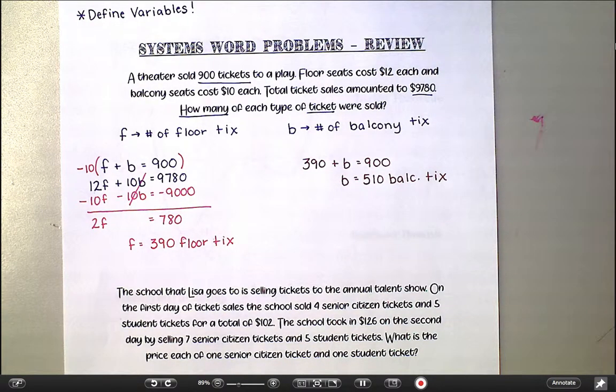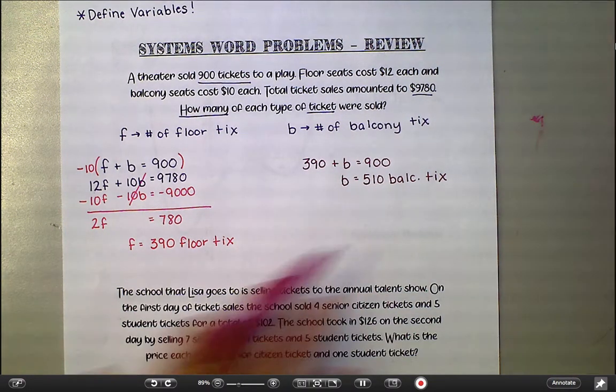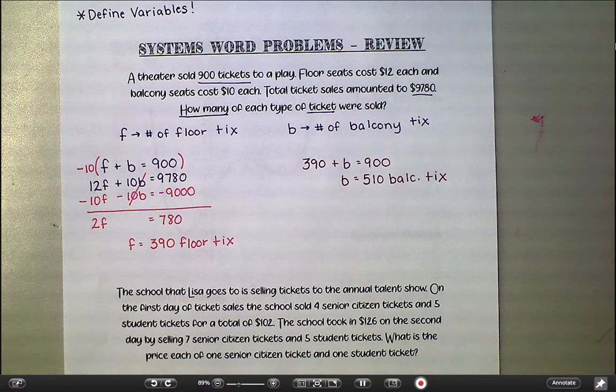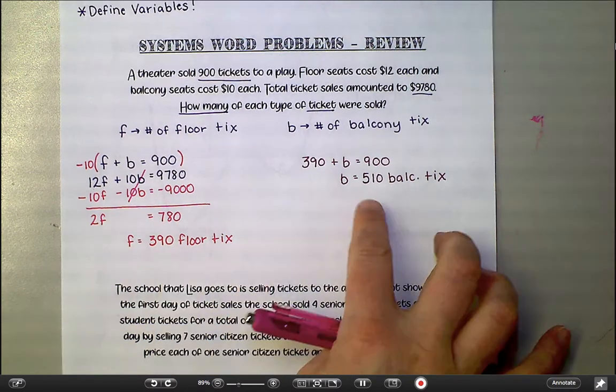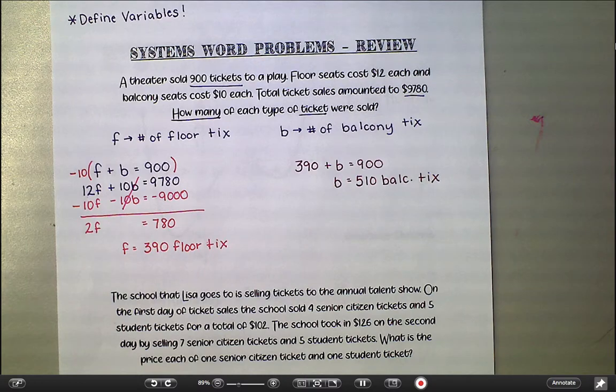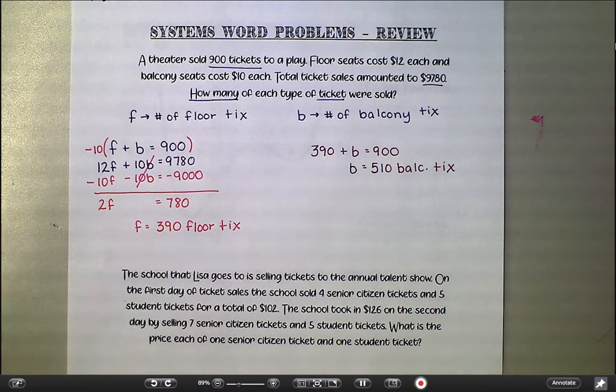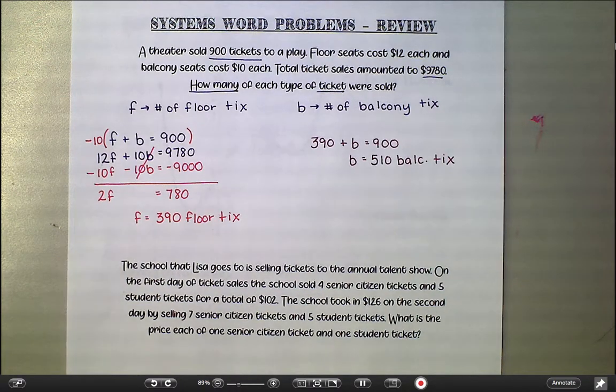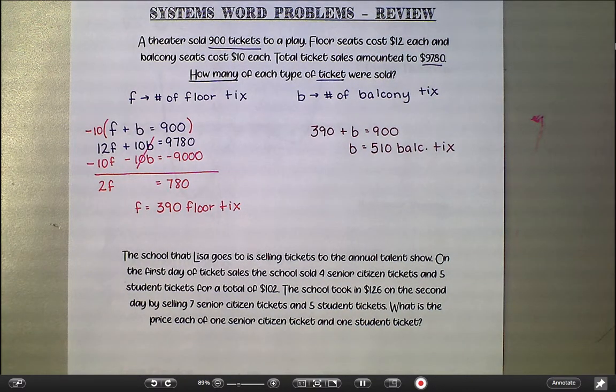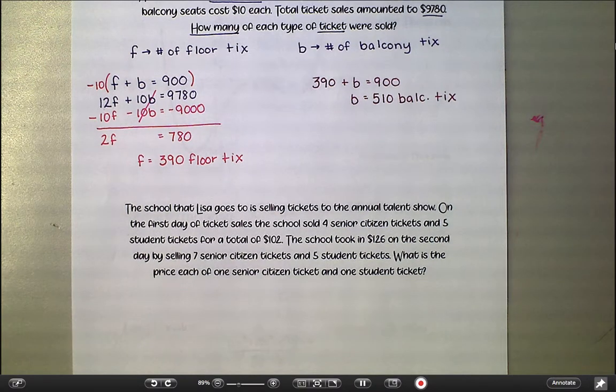Okay, and these ones we don't typically put back as a coordinate because a coordinate doesn't really make sense when you're talking about number of tickets, but these are just your two answers. Do be on the lookout. Some of those word problems, they only ask you for one or the other. So once you've solved for one, you don't have to continue solving for the other one.